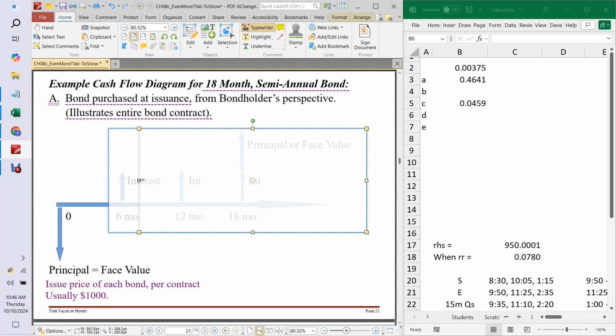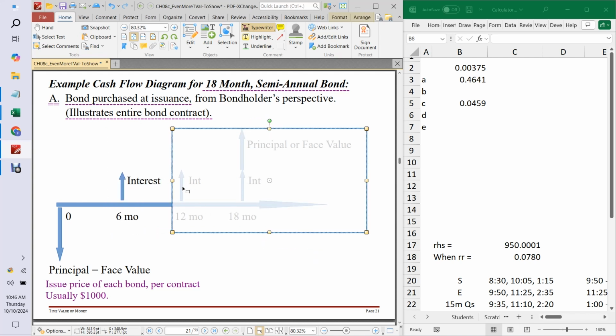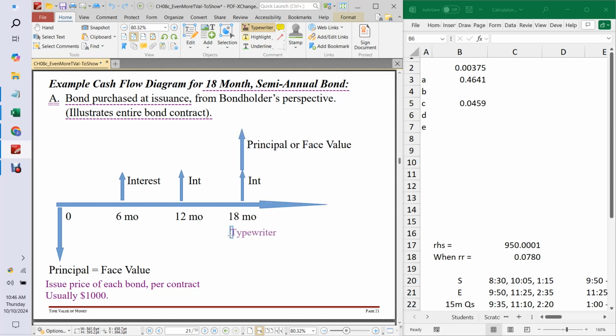And then if it's a semi-annual pay bond, every 6 months in this contract, you're going to get an interest payment. So if you keep holding this bond, you get an interest payment in 6 months. You get another interest payment 6 months later. And then after that, the contract ends, and you get the final interest payment. So at the end of the contract, you do get a final interest payment. And then you get your principal or face value, which is, again, the issue price of the bond. So this is all stipulated in the contract for each bond when it's issued.